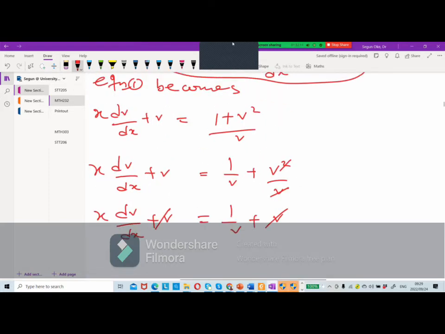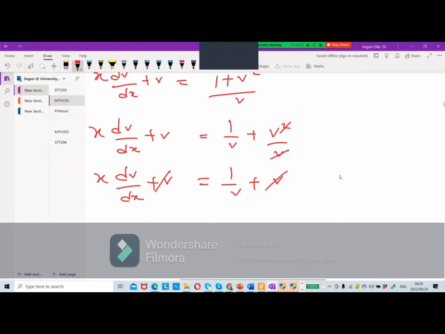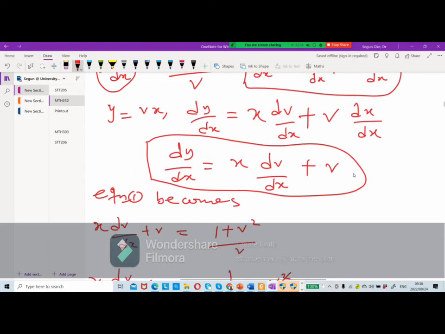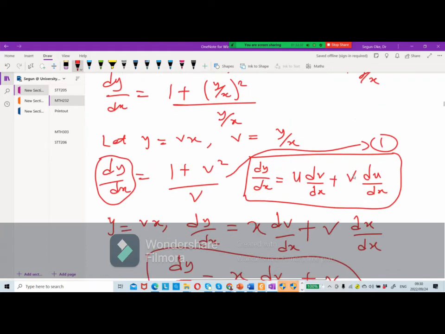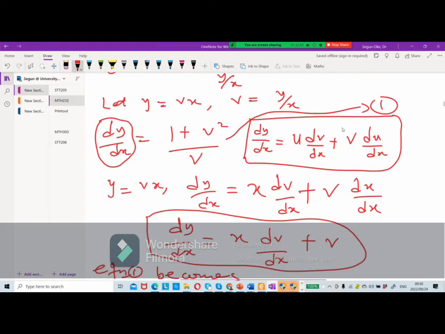Pascal. Okay, so I have a question. Go ahead. About the product rule we stated earlier, where we said that dy/dx is equal to u dv/dx plus v du/dx. Then when I say that dy/dx now will be x dv/dx plus v dx/dx, I don't know how we come about that.